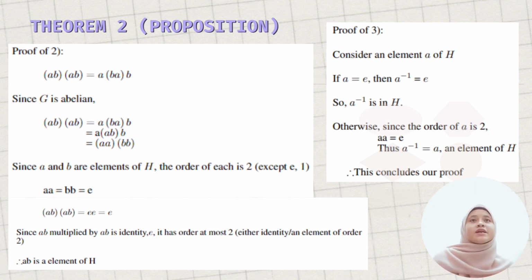Proof of 3. Consider an element A of H. If A equals E, then A inverse equals E, so A inverse is in H. Otherwise, since the order of A is 2, AA equals E, thus A inverse equals A, an element of H. This concludes our proof.